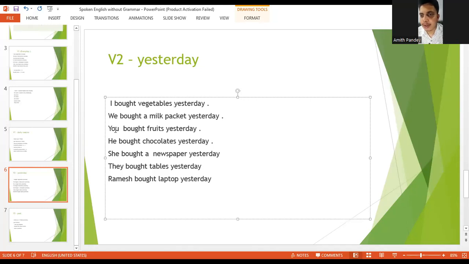Then we have you bought fruits. He bought chocolate. So here you don't have to add S or ES because it's the V2. And in case of V2, we don't have to add, which always tells about the past. Then we have he bought.